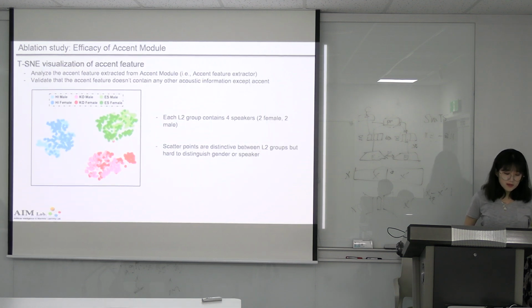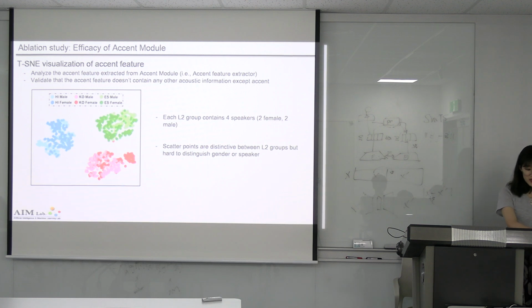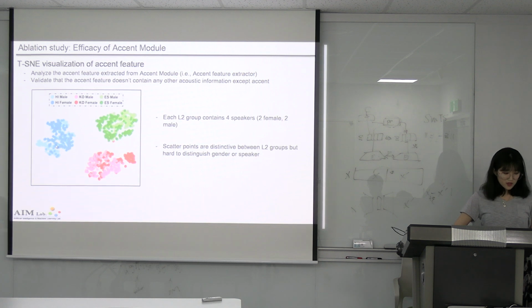And the next one is the ablation study. The first ablation study is a visualization through t-SNE plot of whether the accent feature from the accent module actually contains only the accent information. So we extracted the accent feature for speakers from India, Korea, and Spain, and each country includes 4 speakers. Looking at the plot, it is difficult to distinguish clusters based on gender, but the speakers cluster well by country. So it can be seen that the accent feature actually contains only accent information without additional information about the speaker.